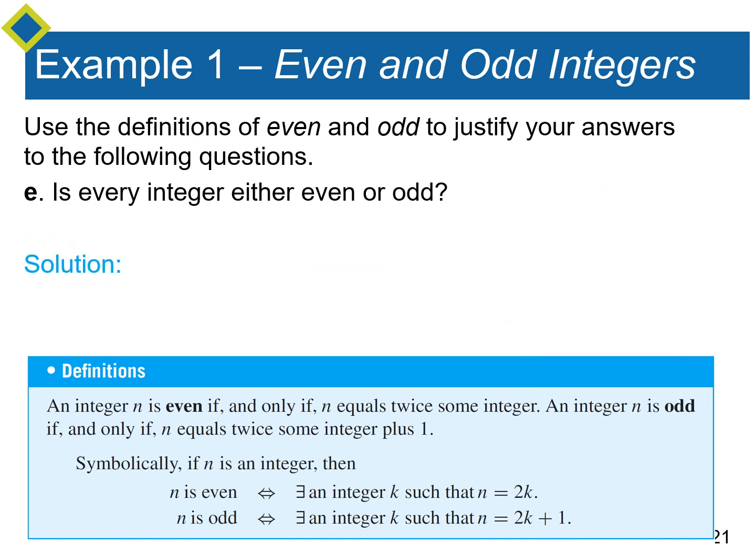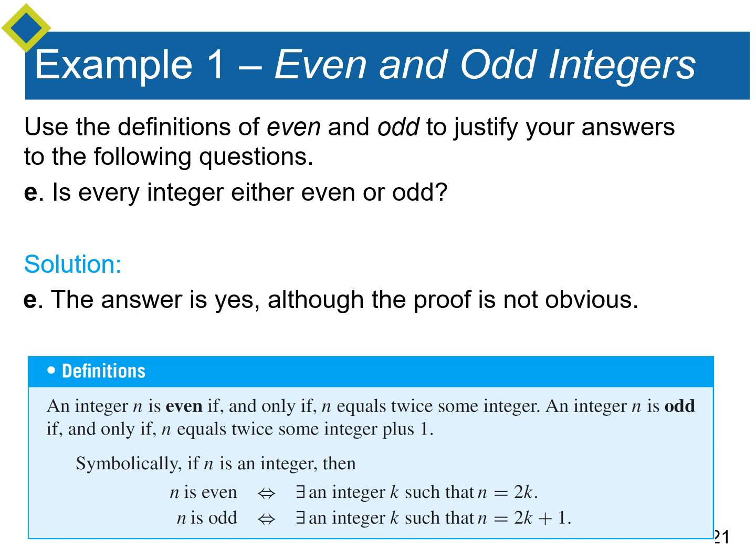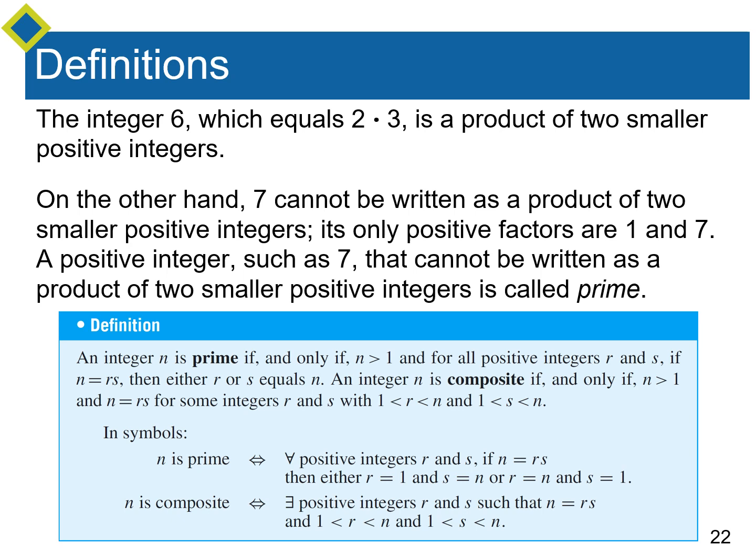Okay, how about this one? The answer is yes, although the proof is not obvious because we don't know the integer. The integer 6 equals 2 times 3, a product of two smaller positive integers. Hence 7 cannot be written as a product of two smaller positive integers. Its only positive factors are 1 and 7.